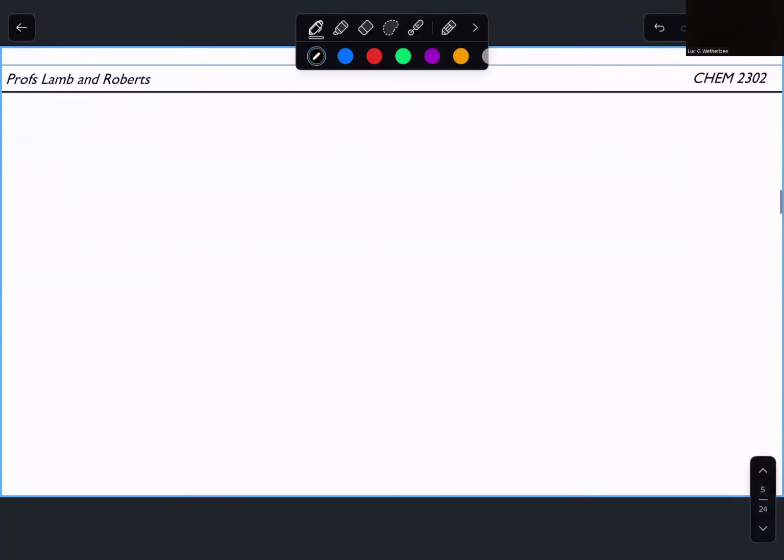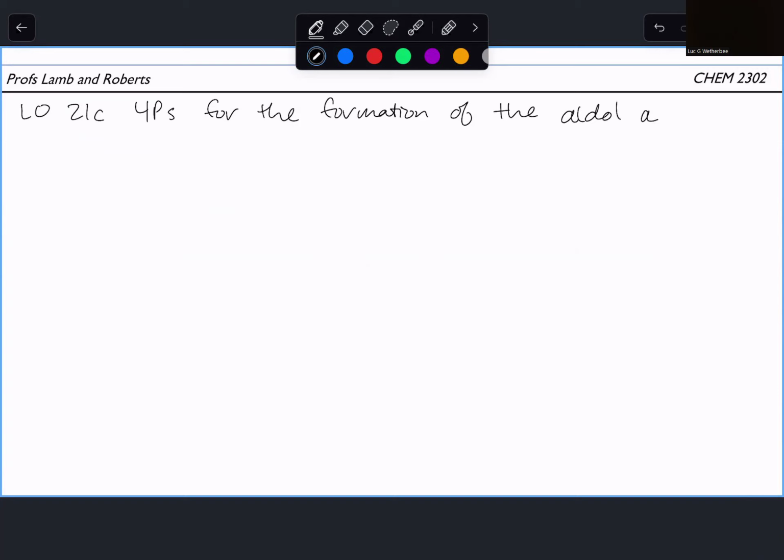So let's get started with our first learning objective, which is the 4 Ps for the formation of the Aldol addition product from aldehydes and base. This is section 21.2.